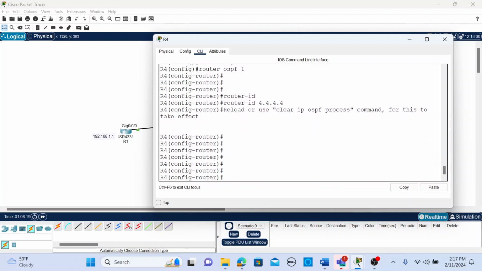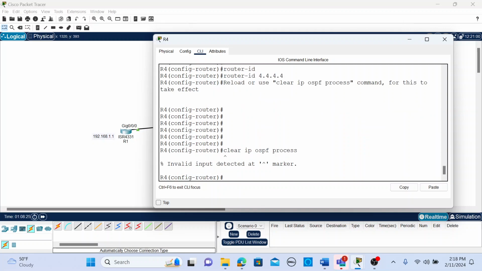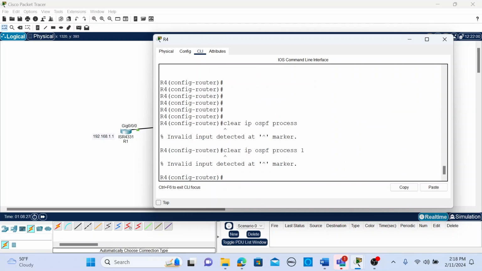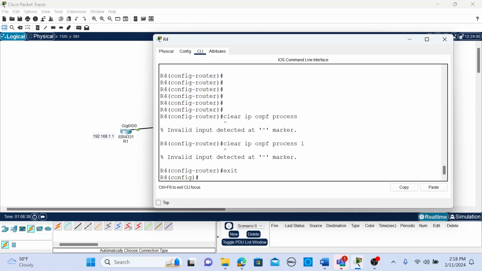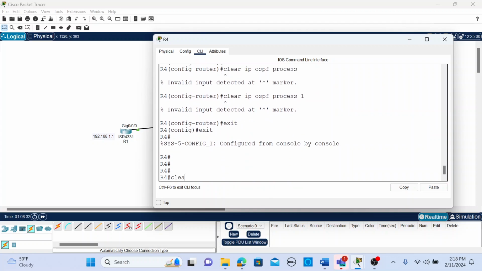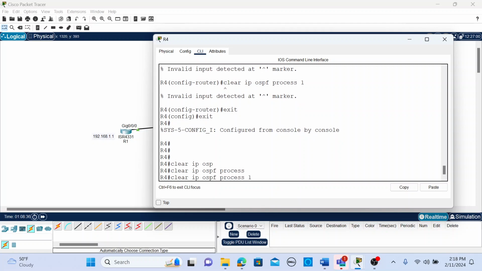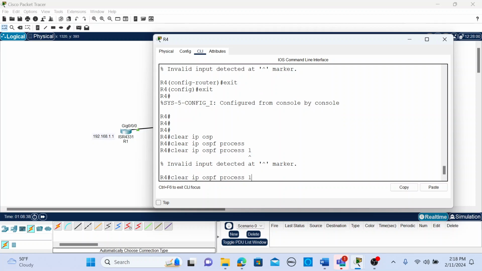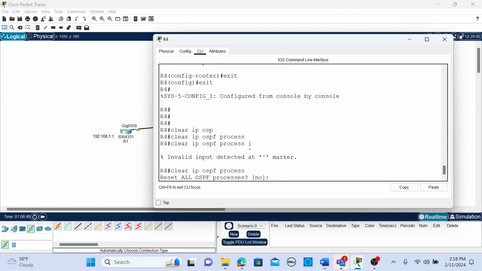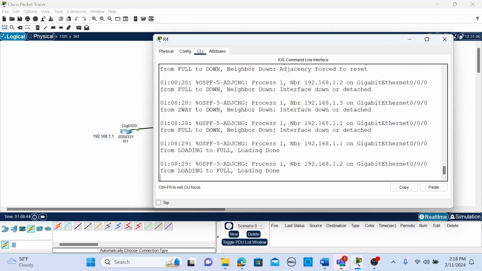Yes, clear ip ospf process. It's not happening. Oh, okay, got it. Here we have to give, see, reset all OSPF processes. So if you give yes, that's it. It's clearing. So let's see, guys.